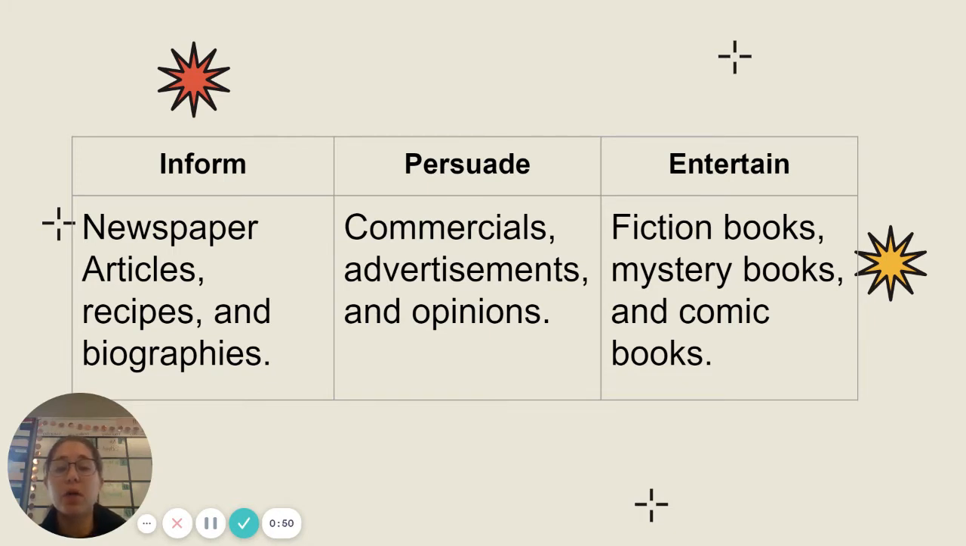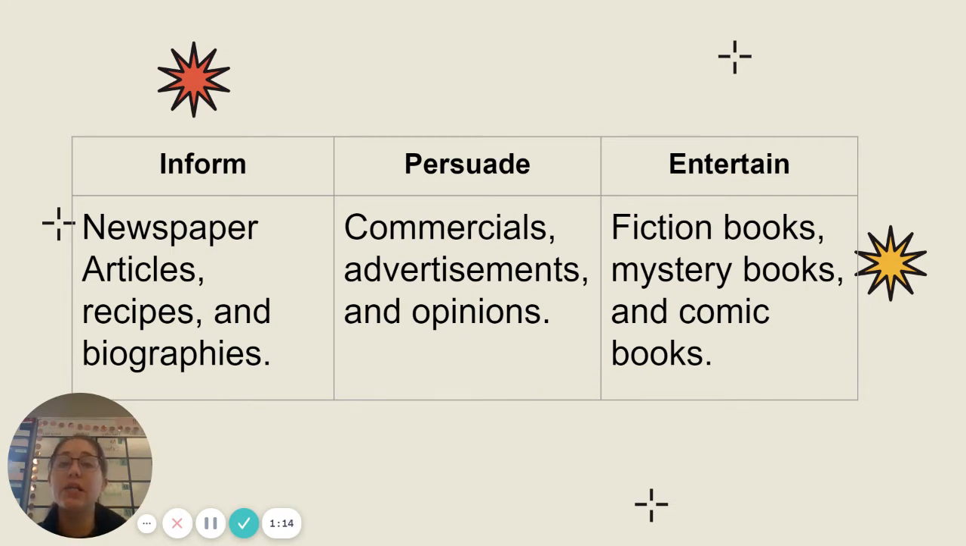When an author's purpose is to inform, that is to give us information. So newspaper articles, recipes, or biographies, which are stories about a person's life, all give us information or explain something, and it's all factual. When an author is writing to persuade us, those are commercials, any advertisements you see in magazines, or anything that has their opinion in it.